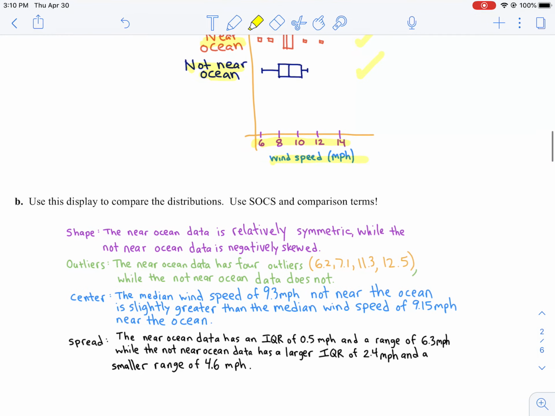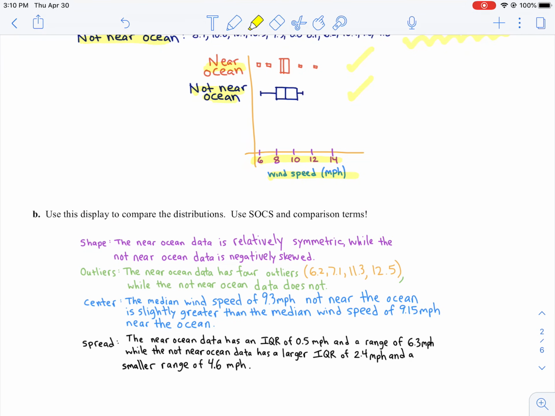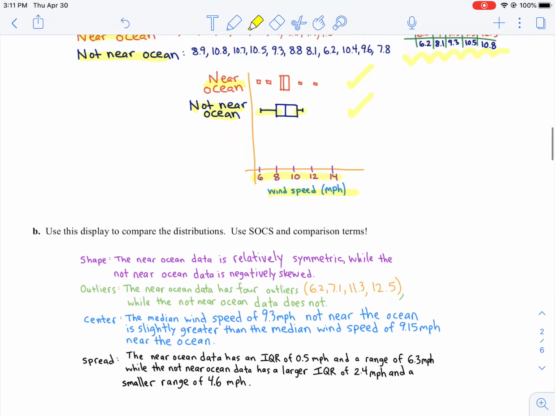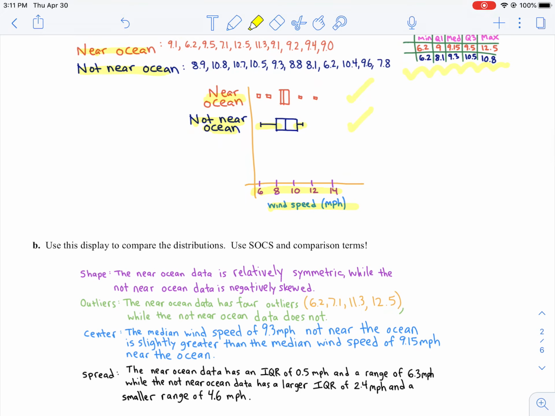So the shape: the near ocean data is relatively symmetric, while the not near ocean data is negatively skewed because this left tail is a little bit longer than that right tail right there. So the data is skewed to the left. Now the outliers, remember our calculator gives us values for outliers, so there are 4 outliers, 6.2, 7.1, 11.3, and 12.5, while the not near ocean data does not have any outliers.